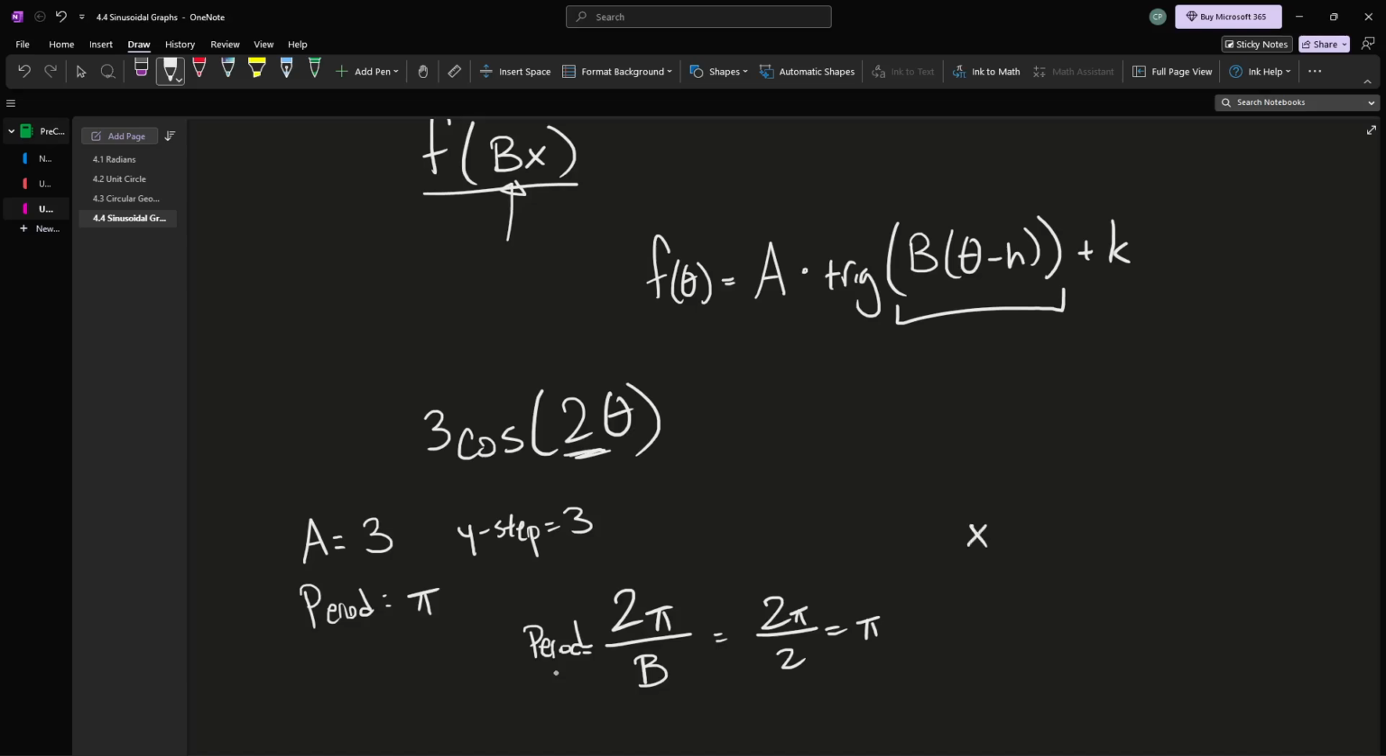And then I also need my x step. X step is period over 4. So pi over 4 is my x step.